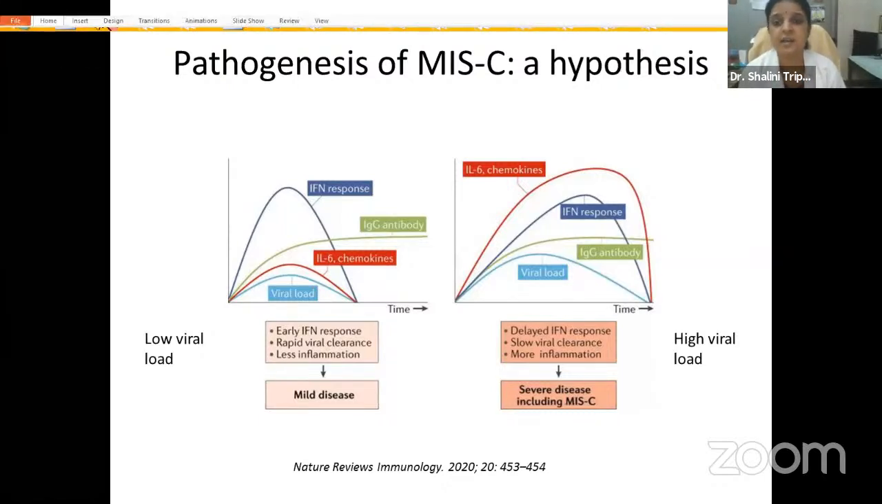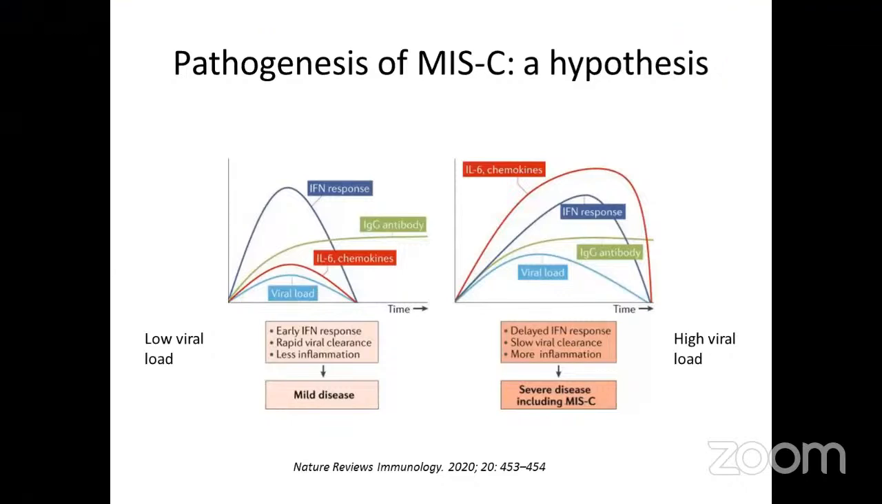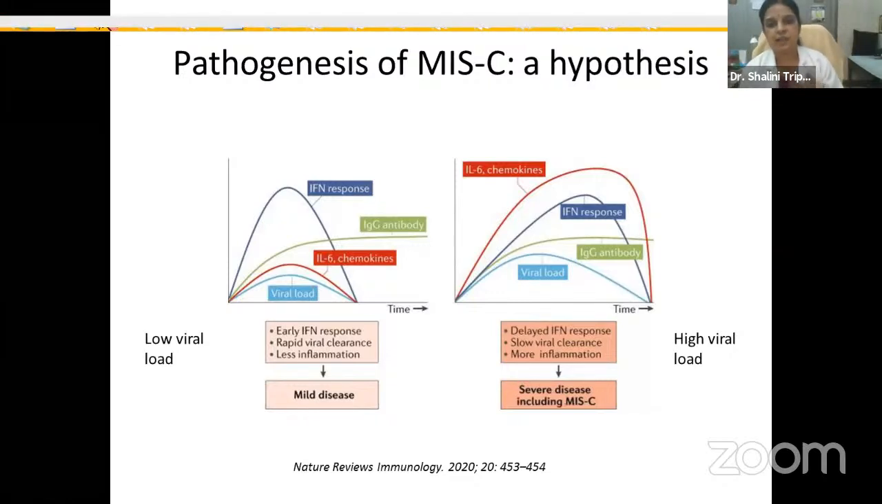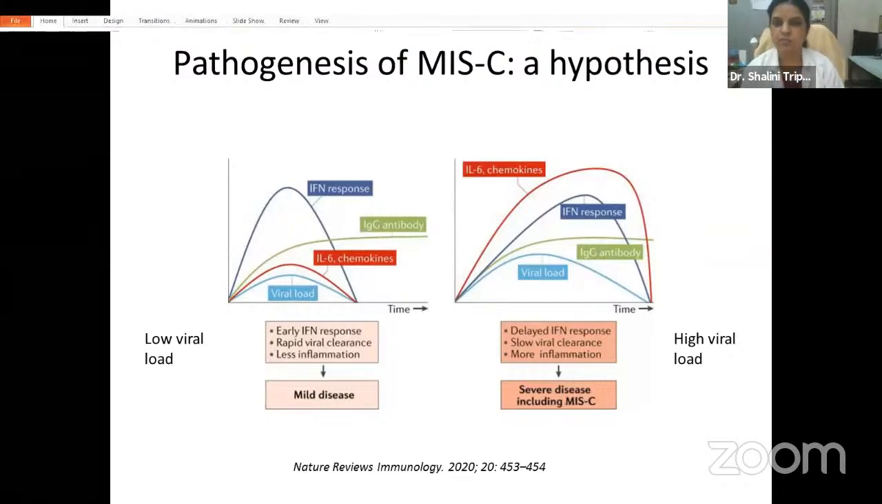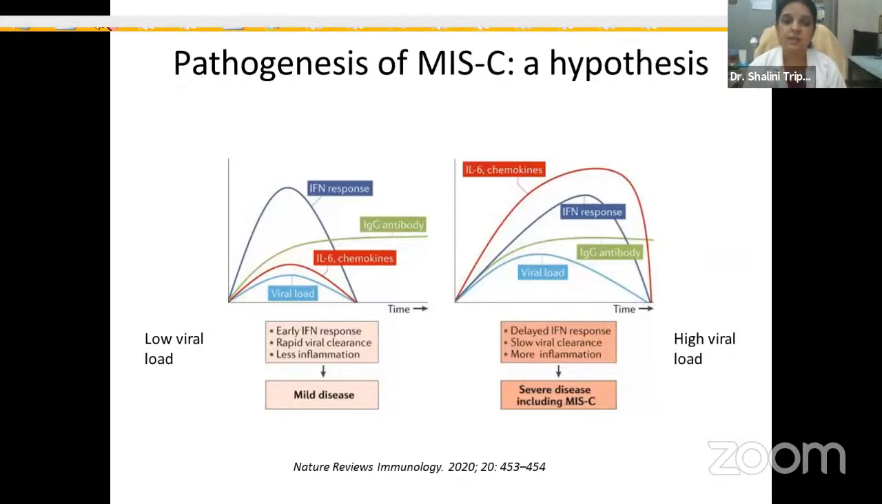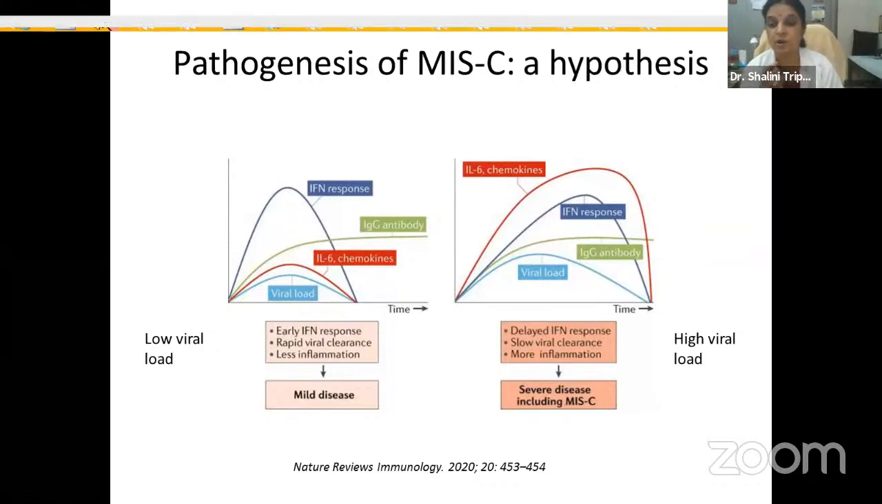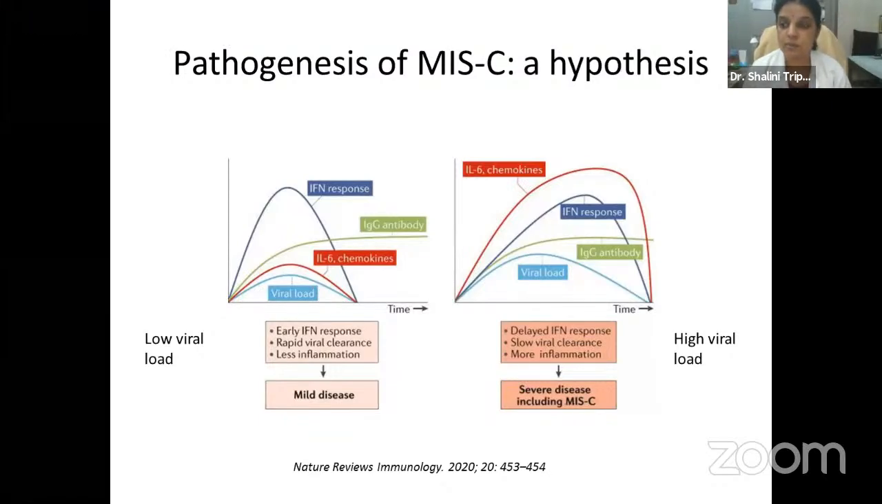But on the right hand side, if you see the children who have a very high viral load, the interferon response is not adequate, and because the virus persists in that particular child for a prolonged period of time, this hyperinflammatory state, this red bar, occurs, and the levels of the chemokines and interleukin 6 are very high. This is like immunity which is damaging the child's own body structures, an autoimmunity type of thing, and that produces the multi-system inflammatory syndrome in that particular child.